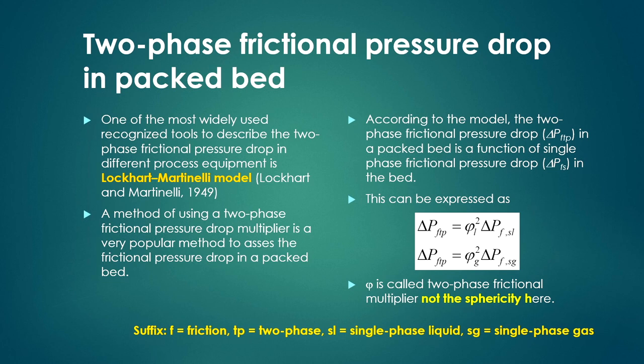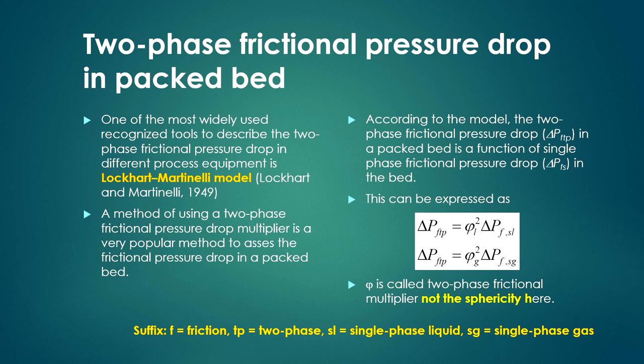That concept or model of Lockhart-Martinelli from 1949 is still being used, and is known as the Lockhart-Martinelli model. This model is mostly used as a recognized tool to describe two phase frictional pressure drop in different process equipment. So it is called the Lockhart-Martinelli model, you have to remember it. This is basically a method of two phase frictional pressure drop multiplier. Here one multiplier is to be considered, which is a very popular method to assess the frictional pressure drop in the packed bed. What is that actually?